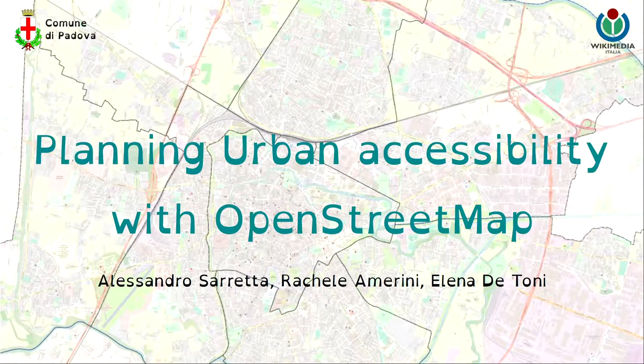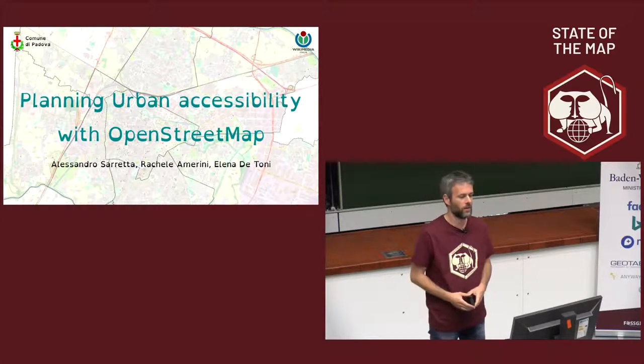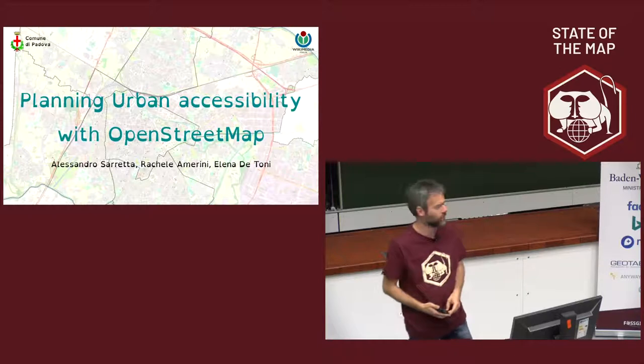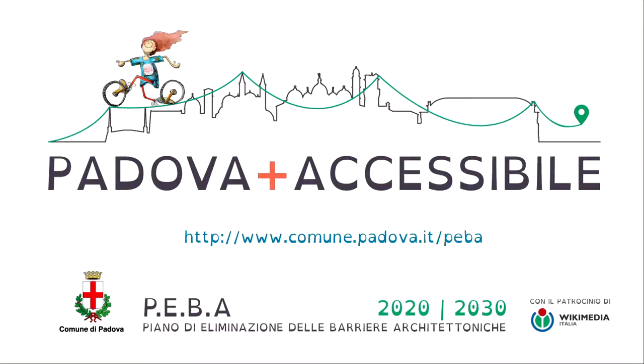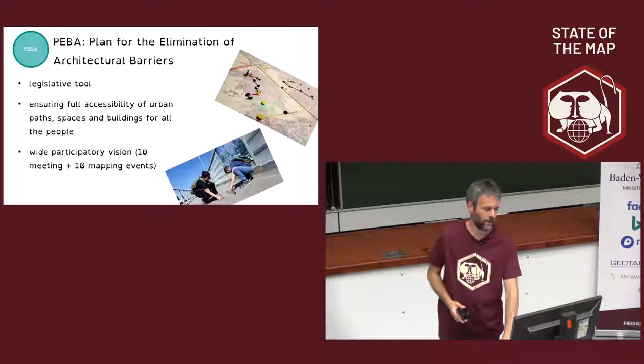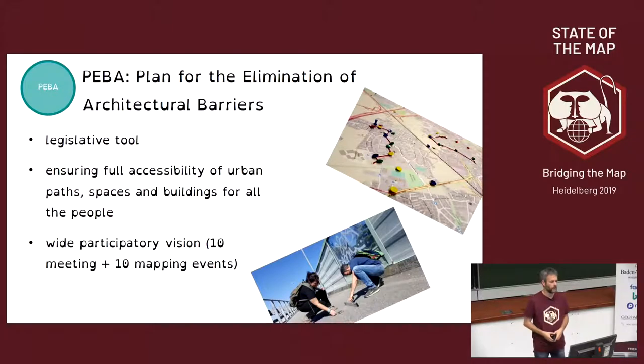Alessandro Sarretta. I'm giving a short talk about how we used OpenStreetMap for planning urban accessibility for disabled people in the city of Padua, a project founded together with the patronage of Wikimedia Italia. The topic was the so-called PEBA, a plan for the elimination of architectural barriers. It's a legislative tool, so it's not only a project; the output is a binding administrative legislation.